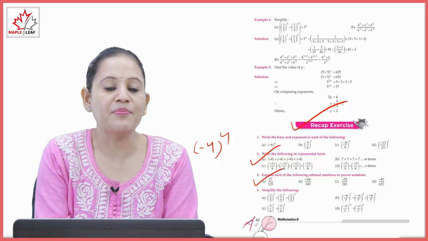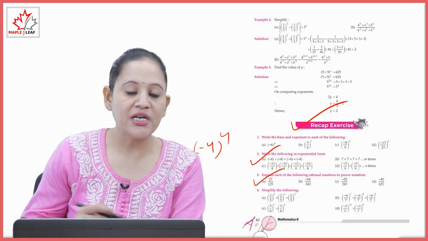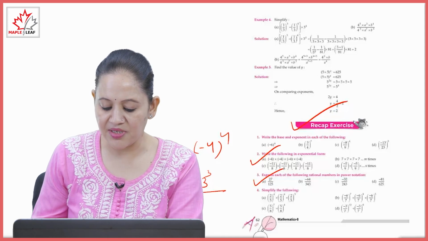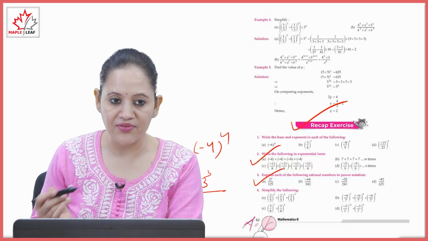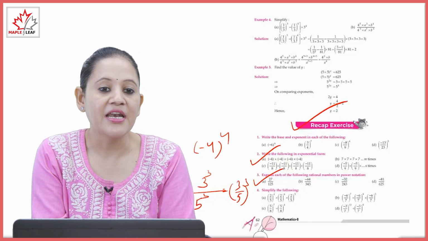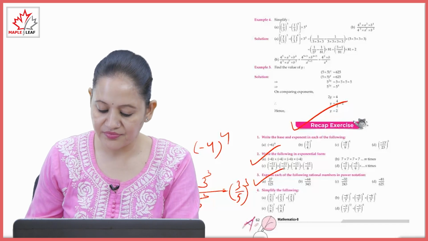Next, express each of the following rational numbers in power notation. So 27 upon 125. 27 we can write as 3 to the power 3, and 125 can be written as 5 to the power 3. So we can write it as 3 upon 5 whole to the power 3. Clear?